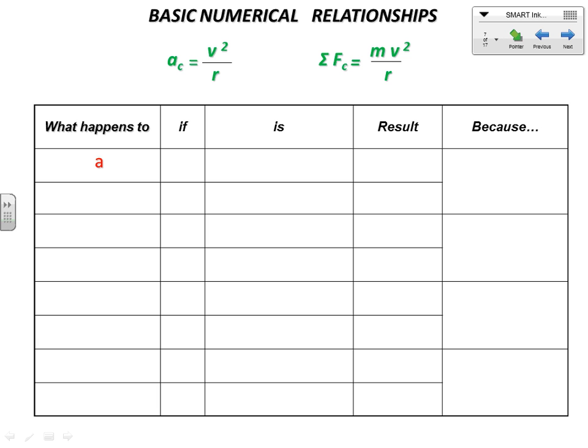All right, what happens to A if velocity is tripled? Well, notice, this is not a linear relationship. It is a quadratic relationship, right? We're going to get 9 times A, because whatever we do to V, we do that squared to A. What do we do to A if V is cut in half? Well, A would be cut in half squared, or cut in quarters. Right? Quadratic relationship between A and V.